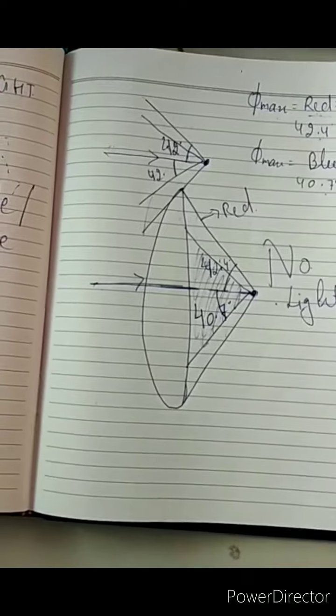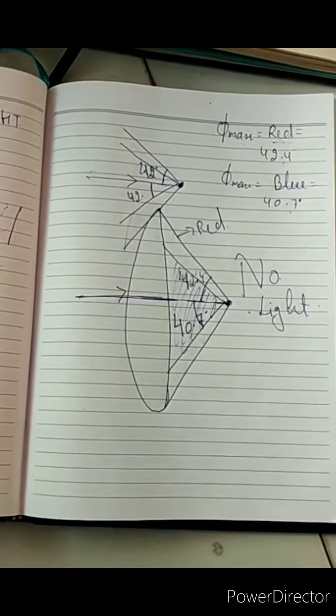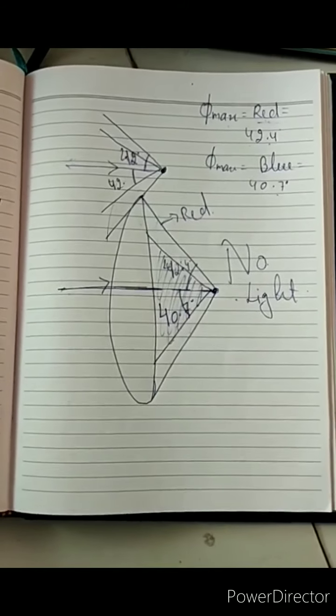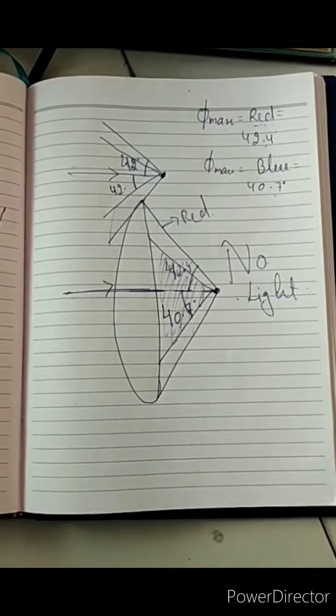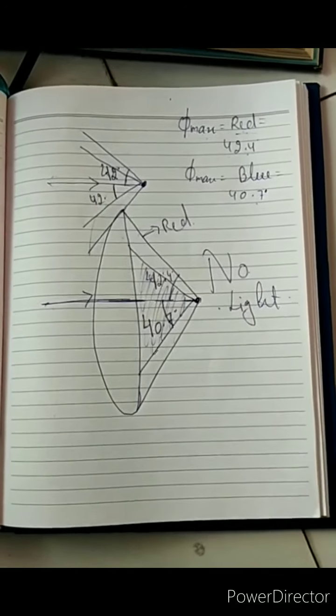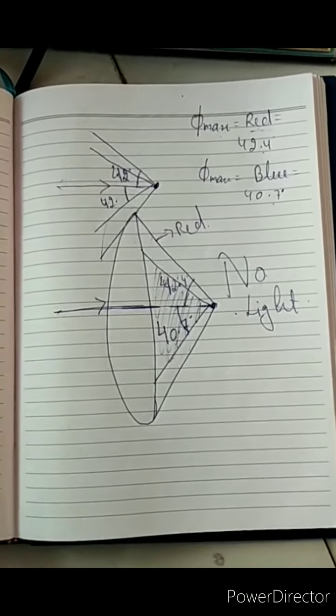Now I will give you my experiment video, and in that video you can see I have taken my shadow. I have taken the reference of my shadow, and 42 degrees away from that I got my rainbow.